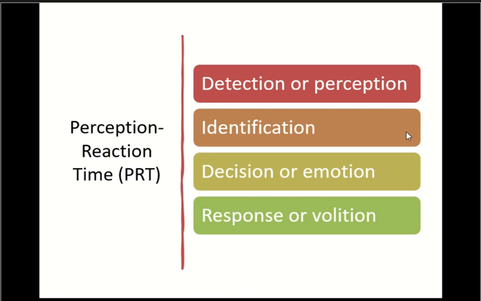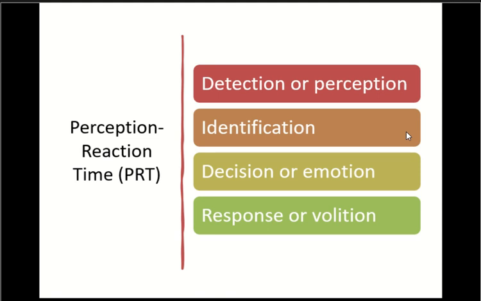Okay. This selection is called detection or perception. So I look at everything in front of me and I decide this one needs more attention. This is an object which needs more attention. I may have to do something for this. So this is detection or perception.